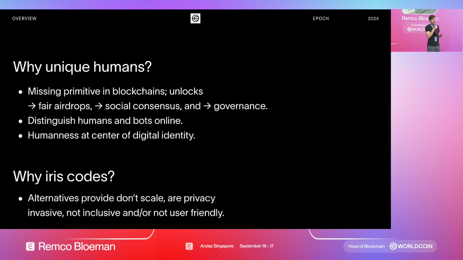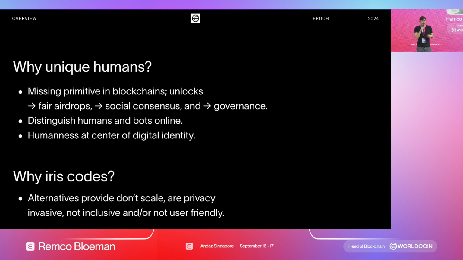Now, how have we solved this problem? We've solved this with irises. Turns out that the human eye has very unique random patterns. They're not genetic. They're unique to every individual, kind of like a fingerprint, but with much higher entropy. So these are the best ways to distinguish humans. It is also, as we will see, something we can do in a very private manner.